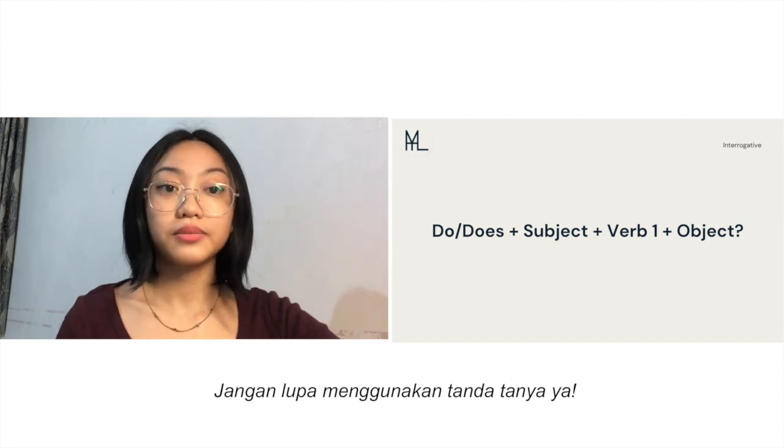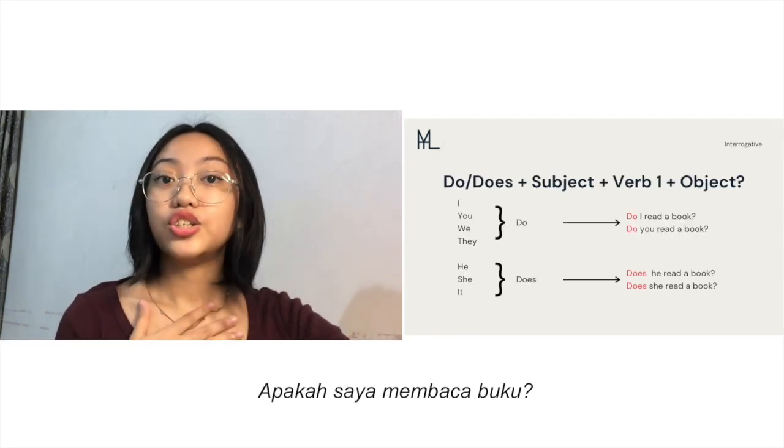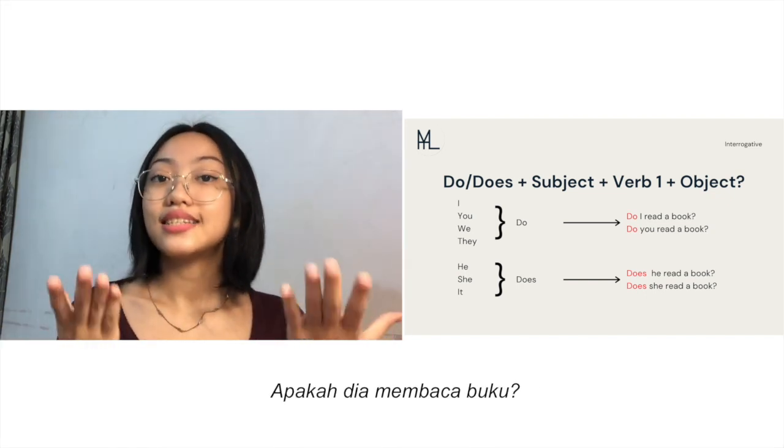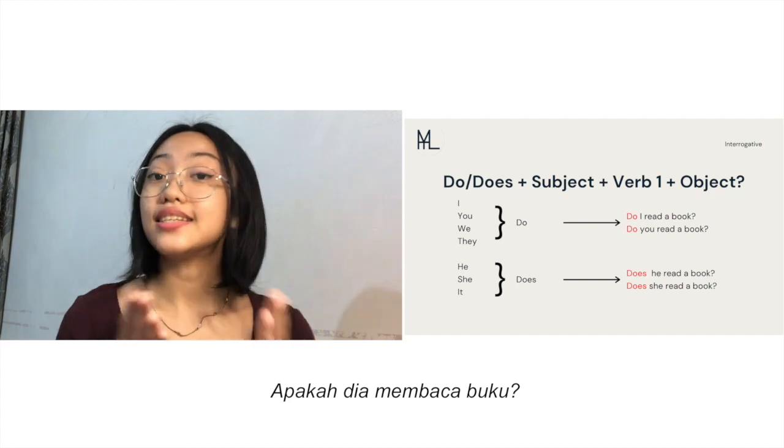The second formula consists of do or does, plus subject, plus verb 1, plus object, and don't forget the question mark. For example, do I read a book? Do you read a book? Does she read a book? Does he read a book?